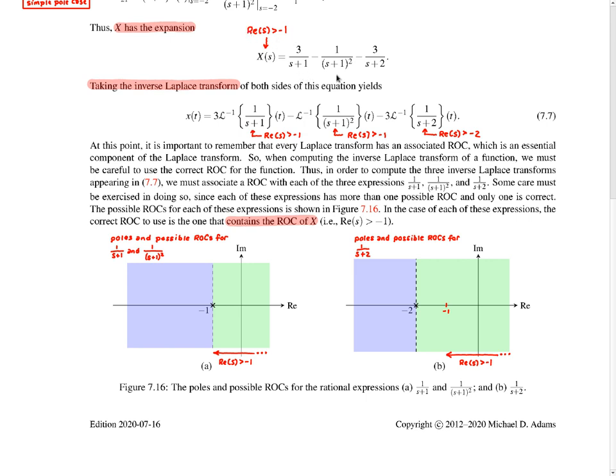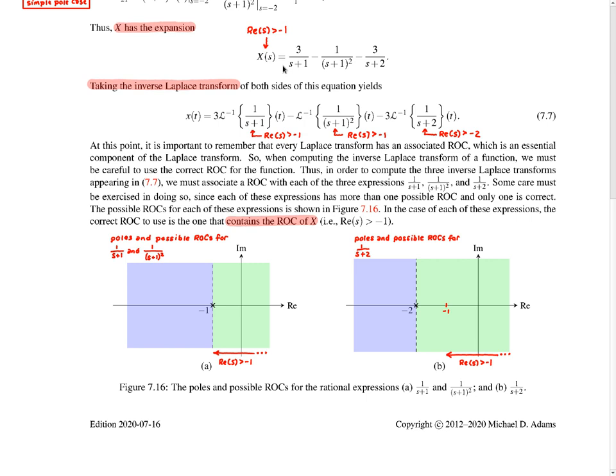Furthermore, in order for the right-hand side of this equation to converge for the real part of s greater than -1, each of the individual terms on the right-hand side must converge for this region. In other words, this first term here must converge for the real part of s greater than -1. The second term must also converge for the real part of s greater than -1. And the last term also must converge for the real part of s greater than -1.